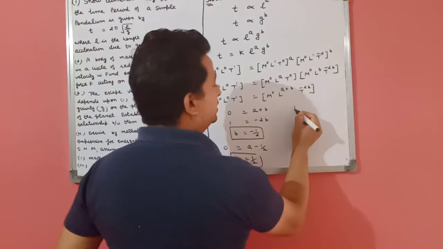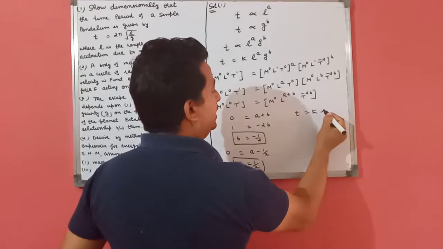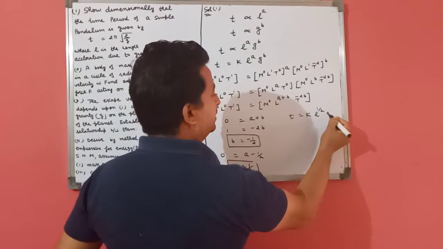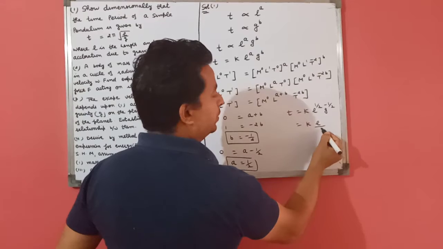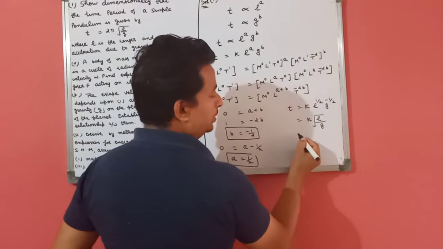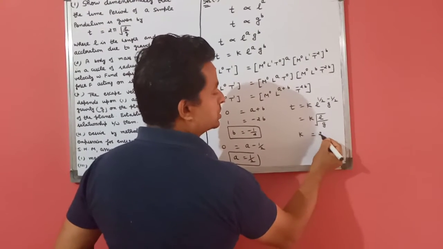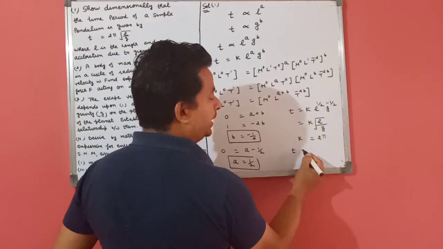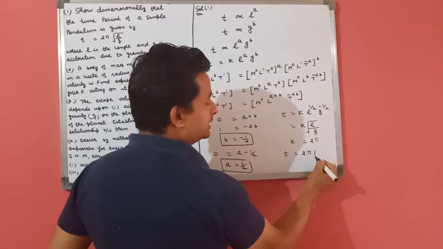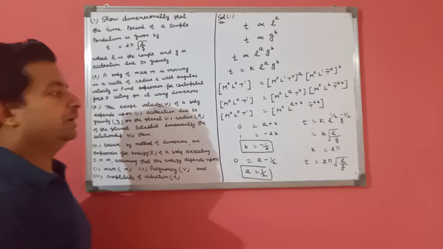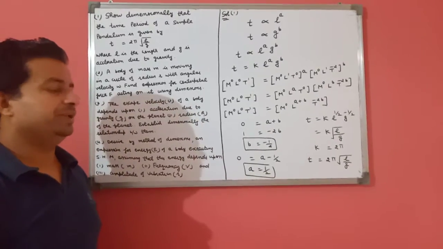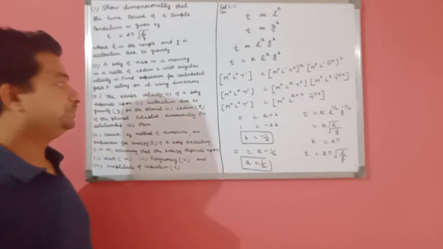This means T is equal to K L power a, g power b. This is the square root of L upon g. In this, the constant has the value of 2 pi. So the relation is T = 2 pi root L upon g. This is the relation for the time period of a simple pendulum.